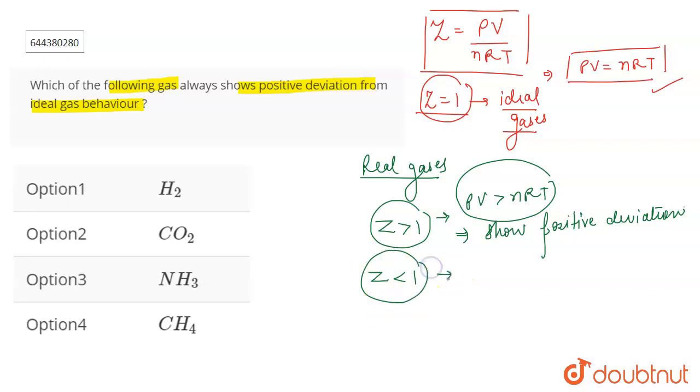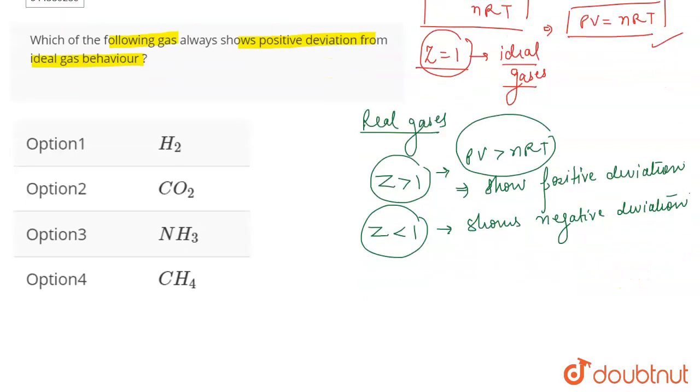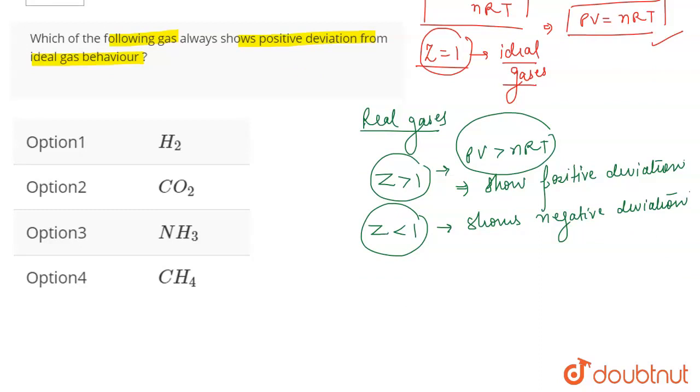And when Z is less than 1, it shows negative deviation from the ideal behavior. This is what the general trend says. Now, generally most of the gases have attractive forces, and for them, they can show negative deviation. And under certain temperature and pressure conditions, they can also show positive deviation.